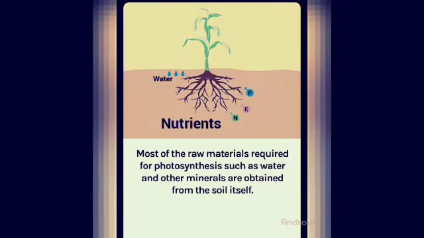Most of the raw materials required for photosynthesis, such as water and other minerals, are obtained from the soil itself. Here you can see in the picture, roots are spread out in the soil, and nutrients like phosphorus, potassium, and nitrogen are all present in the soil.